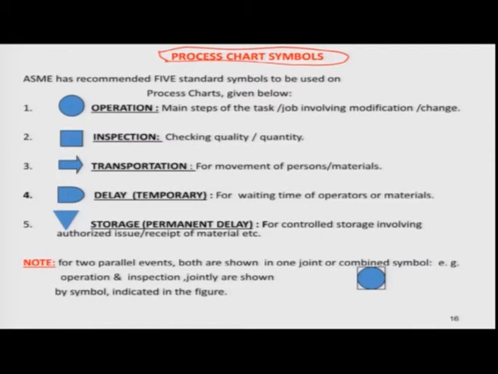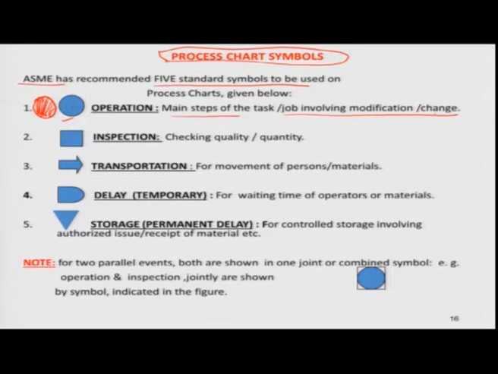To make a graphical representation of your system, you will have to use some symbols. So, these are the 5 basic symbols which are used in a process chart. It is recommended by ASME, and there are 5 standard symbols. The first one is operation, and this is represented as a solid circle. This is the main step of the task or job involving modification or change.